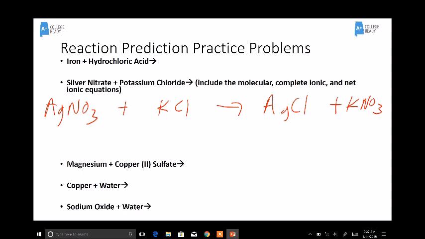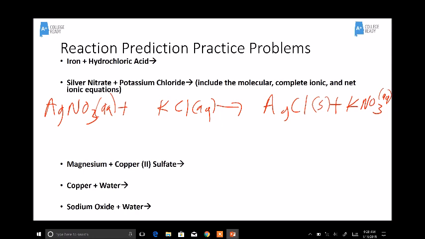Now we need to go and check the solubility rules. And when we do, we find that all nitrates are soluble and that all potassium compounds are soluble. So that means that this one is going to be aqueous. It's going to dissolve in water. So is this one. And that also means that potassium nitrate is aqueous. When we look up silver chloride, though, we find that silver chloride is insoluble in water, which means it's going to form a solid precipitate when this reaction takes place.